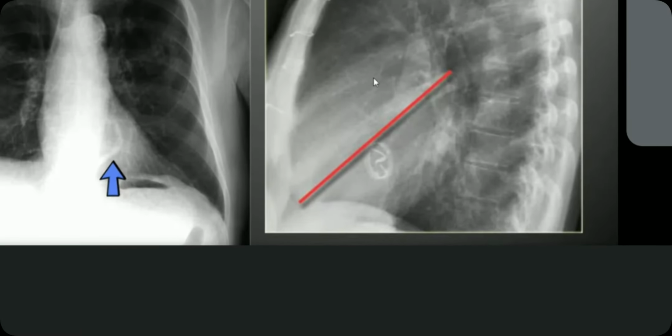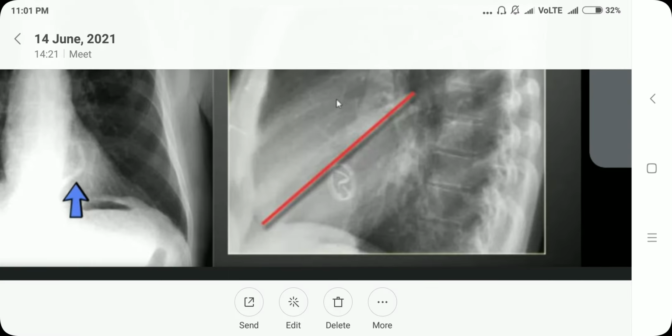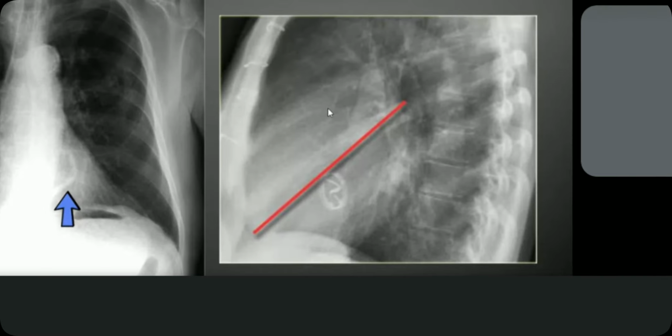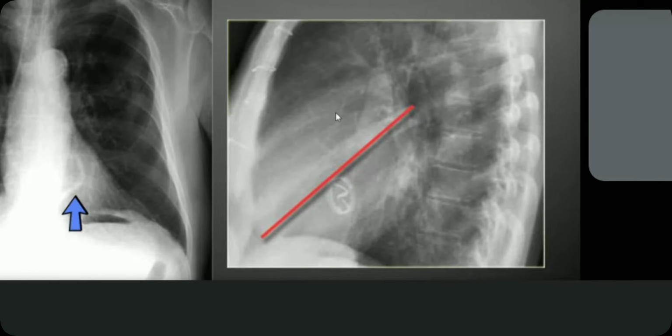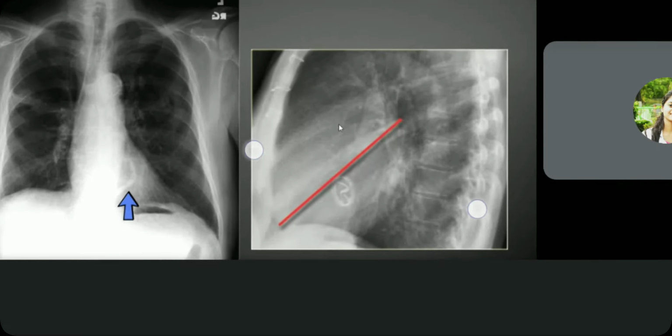Below this line we can see the mitral valve and the tricuspid valve, but above this line we will see the semilunar valves, the aortic valve and the pulmonary valve. Okay, so this is the line which differentiates the valves. So this is the mitral valve. You can see the mitral valve is calcified in this chest x-ray.